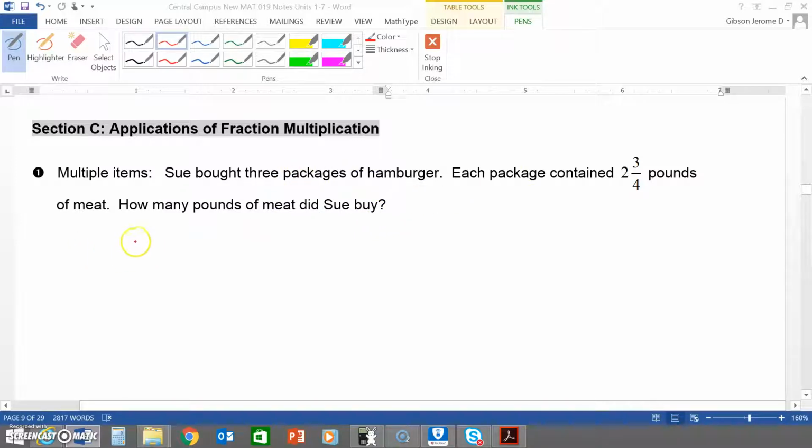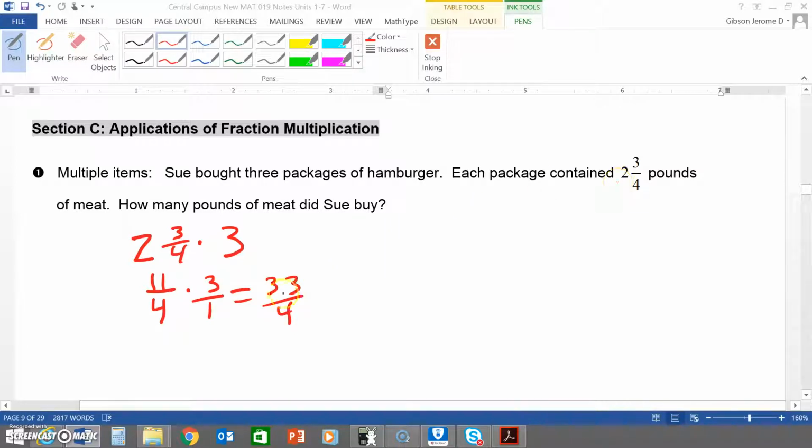So first of all, we know that one package is 2 3/4. And they said she bought 3 packages of that. So we can multiply that by 3. So we'll change this mixed number to an improper fraction. The denominator remains 4. 2 times 4 is 8, plus 3 is 11, times 3, and we'll put that over 1. Now, there's nothing we could simplify here, because 11 doesn't have anything in common with 4 and 1, and 3 doesn't have anything in common with 1 and 4. So that would be 33 over 4.